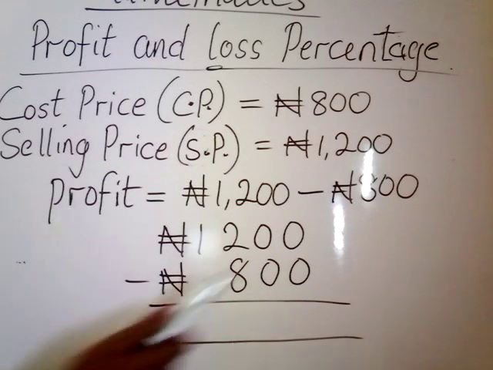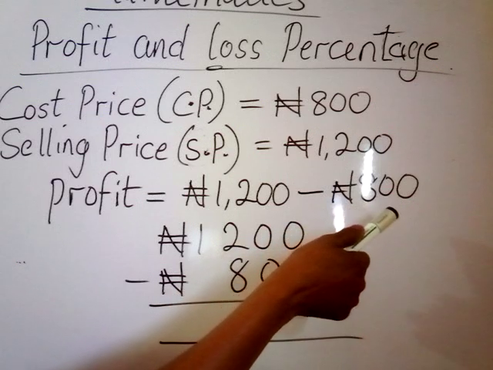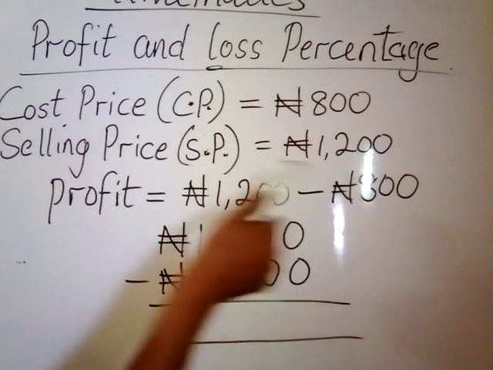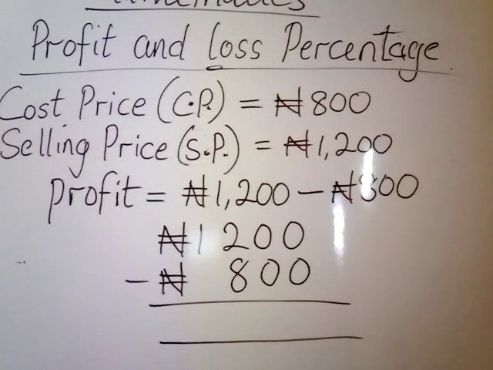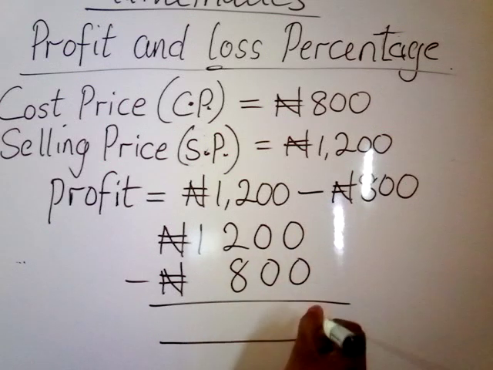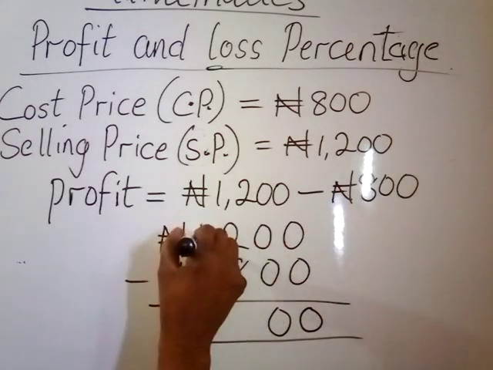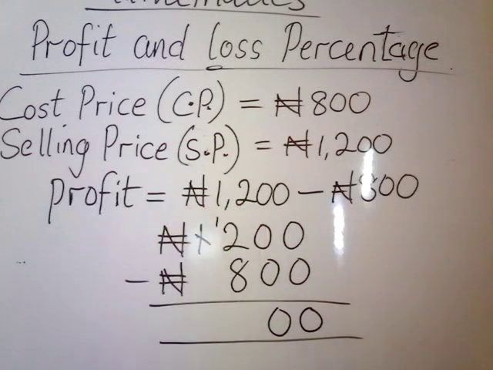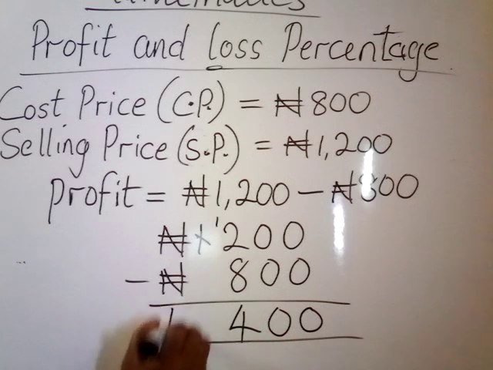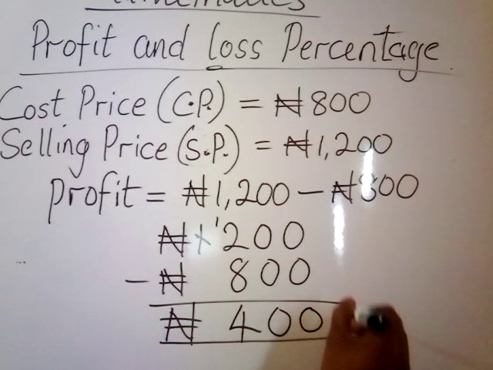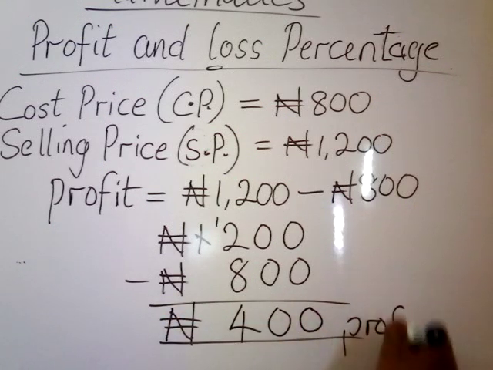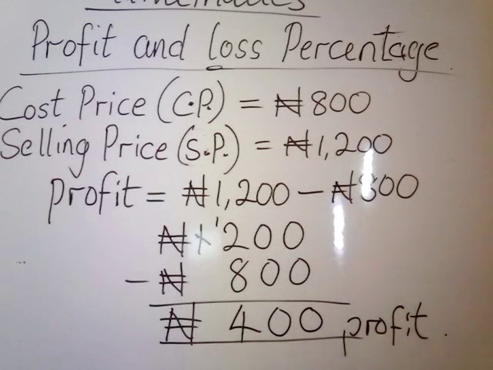You simply subtract your cost price, which is 800 naira in this case, from the selling price, which is 1,200 naira. So let's do our subtraction. 0 take away 0, that's 0. Now we can't take away 8 from 2, so we bring this one over here. So 12 take away 8, that gives us 4. Now that means that the profit is 400 naira. So 400 naira is the profit made.